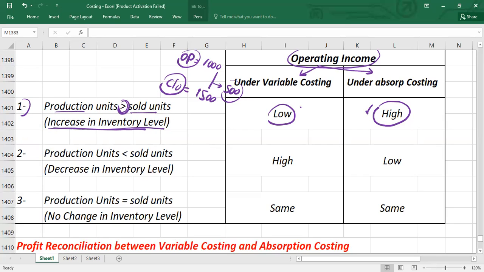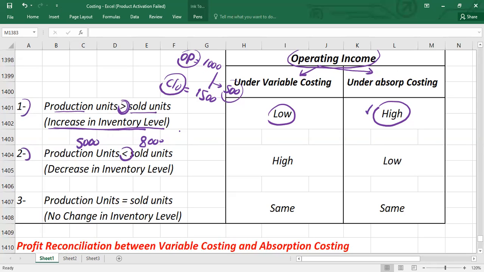Then we have a second scenario, and the second scenario is what? When production units are less than units sold. For example, if production is 5,000 and units sold are 8,000, how is it possible that production is less and units sold are more? Because maybe we are liquidating opening inventory in this period.